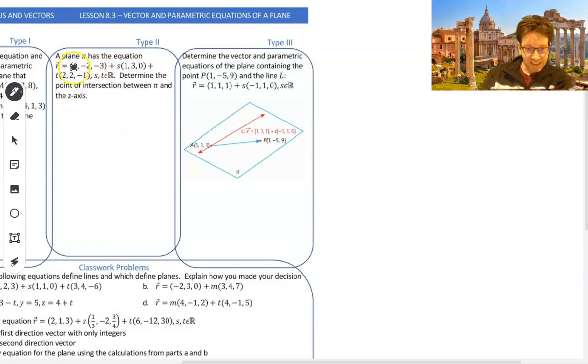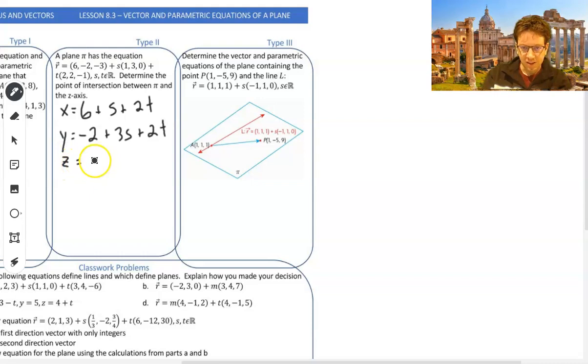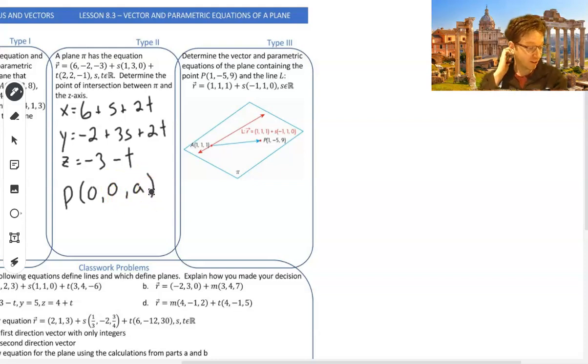All right, well, I'm going to take this vector equation and look at its parametric equations. So let's write those. So x equals 6 plus s, plus 2t. Okay, let's find out what y is. So negative 2 plus 3s plus 2t. And finally, z is minus 3 plus 0s, and then minus t. And the point I'm looking for, since it's going to intersect the z-axis, we know the point is going to have x and y coordinates of 0 and a z coordinate of, I don't know, some value a that we're going to have to solve for.